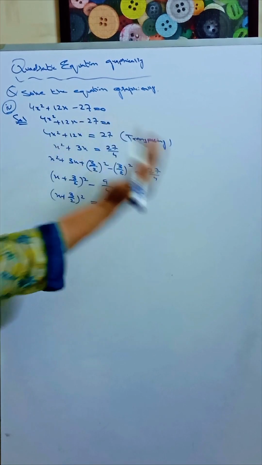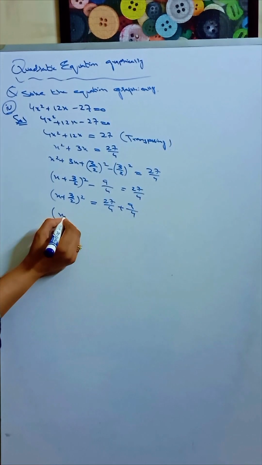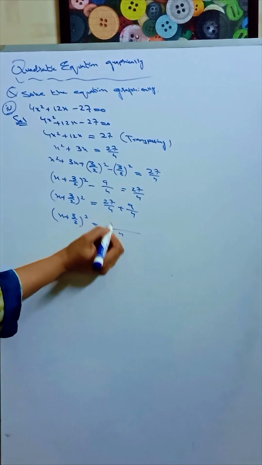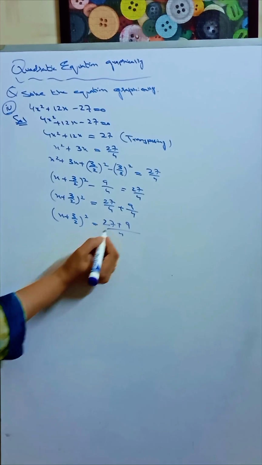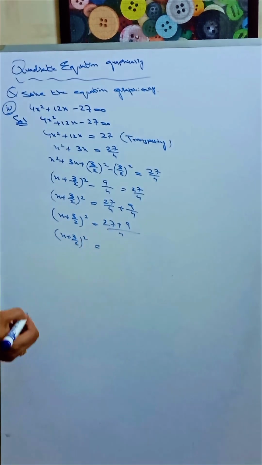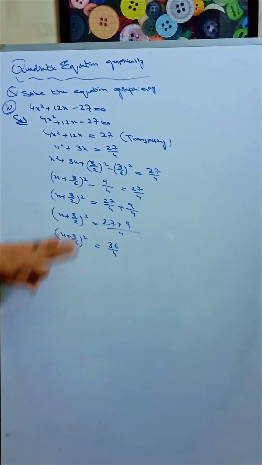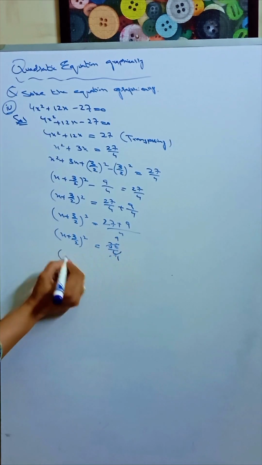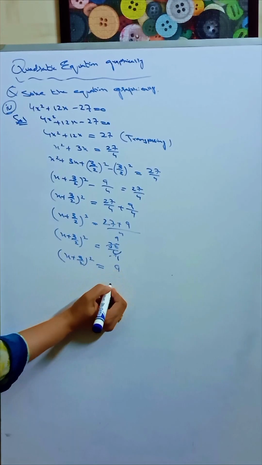Now again, (x plus 3 by 2) whole squared equals 27 by 4 will remain the same. This term will move towards the right-hand side, so this side will be changed, plus 9 by 4. Now (x plus 3 by 2) whole squared equals, LCM 4, 27 plus 9, what is it? Yes, 36 over 4. Now, before taking the root on both sides, you can cancel it: 4 ones are 4, 4 nines are 36. So (x plus 3 by 2) whole squared equals 9.